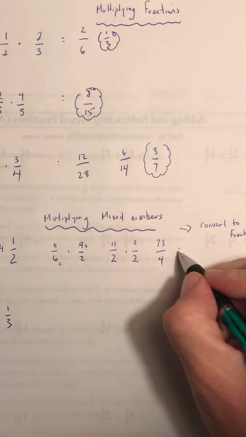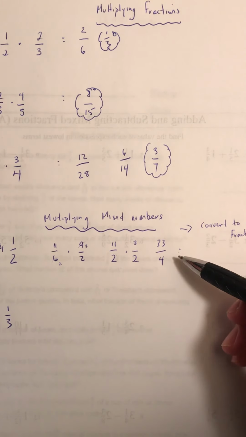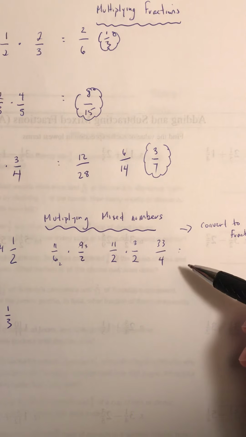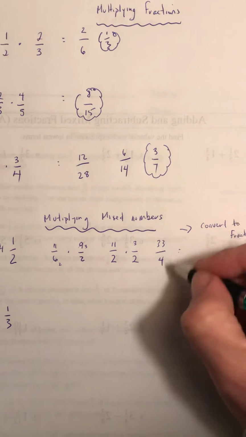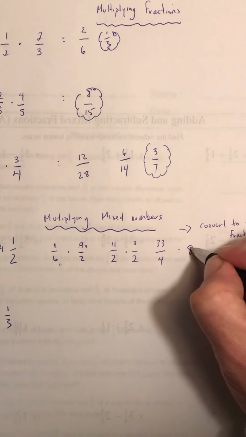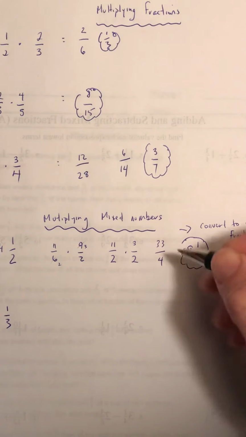Now we can even reduce this more. How many times does 4 go into 32? I know that 4 times 8 is 32, with 1 remaining. So 4 goes into 33 8 whole times with 1/4 remaining.